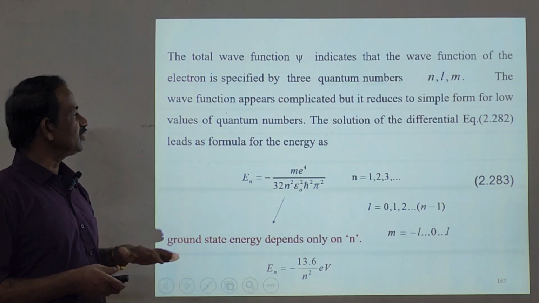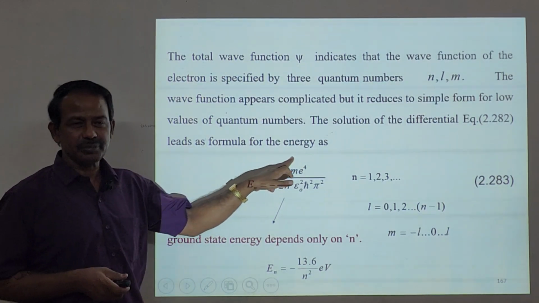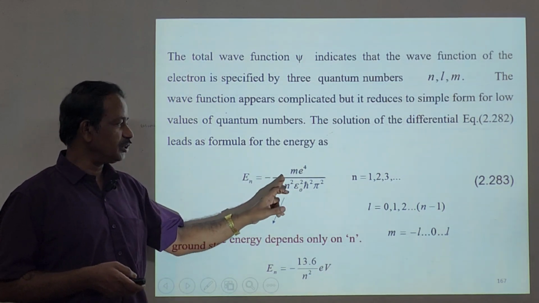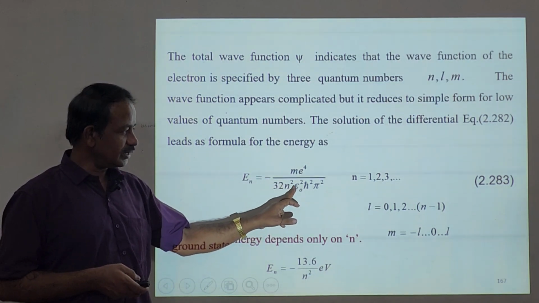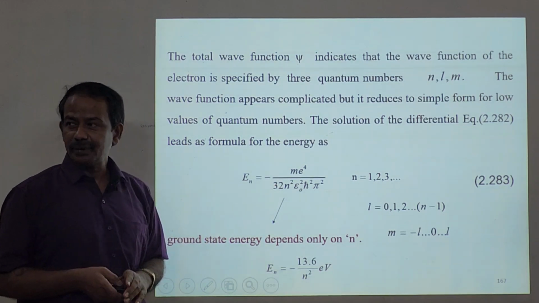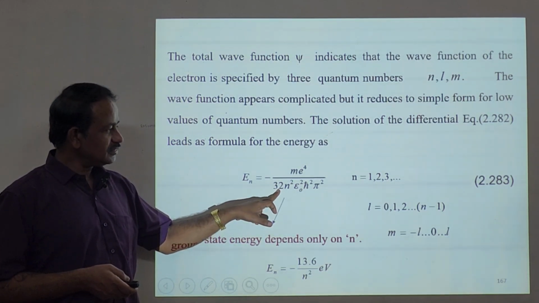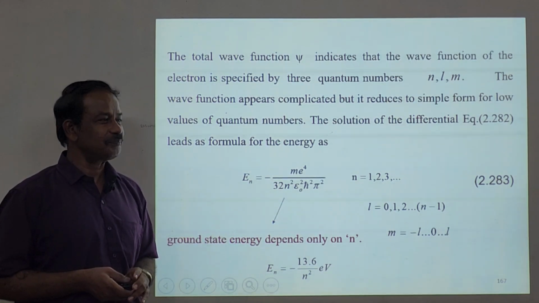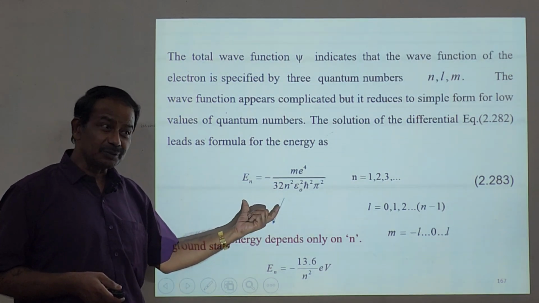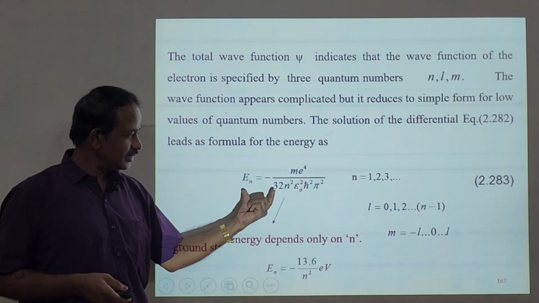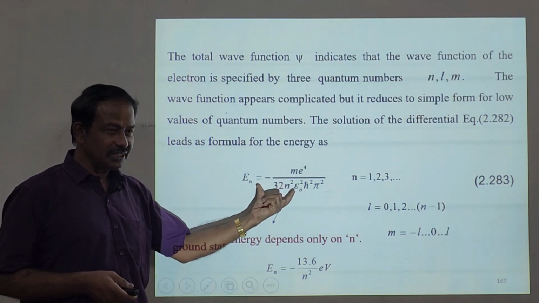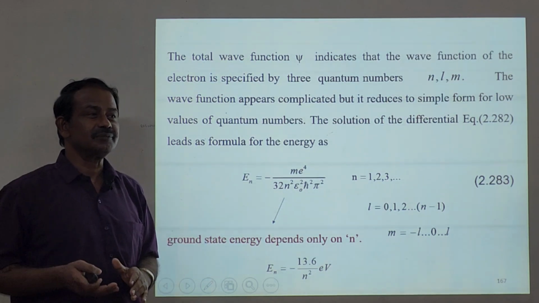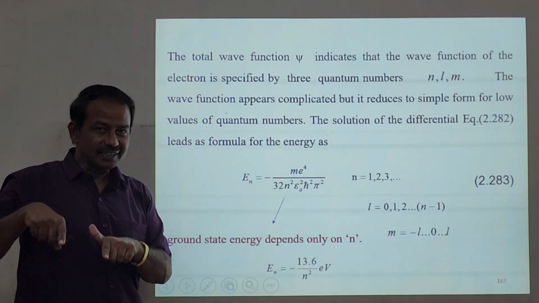The solution of the differential equation leads to the formula for the energy, given by this expression: minus m e to the power 4 divided by 32 n squared epsilon naught squared h bar squared pi squared. Look at this expression. It depends only on n. What about your l and m? This is for the ground state. Look at the energy, it comes around only this expression. It depends only on n. For all the complex systems, the expression will depend on l and m.